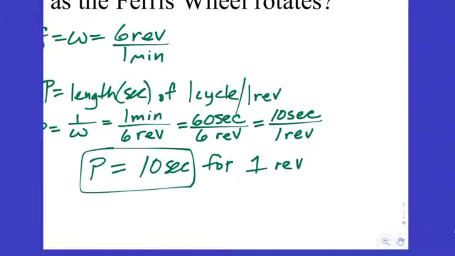Now, you probably could have figured that out just by common sense, right? If it makes 6 revolutions every minute, that's going to be 1 every 10 seconds. Okay? But this is the mathematical way to do it. So now we know the period.